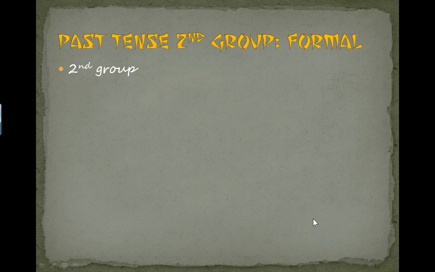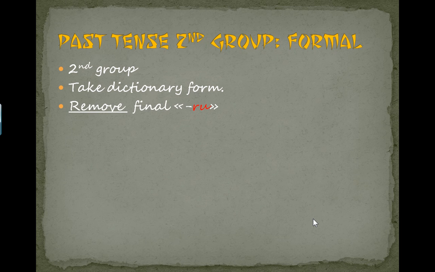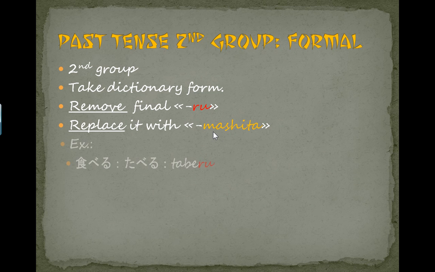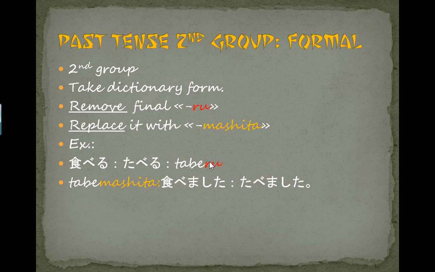Now let's talk about the past tense for the second group this time, the second verb group, once again in the formal speech. Okay, so same thing as for the first group, you take the dictionary form, and this time you remove the final ru and you replace it with mashita. Now pay attention, because for the second group you replace it with mashita, and for the first group it was imashita. So let's look at an example. Okay, taberu, which means to eat. So you remove the final ru and you replace it with mashita. So it becomes tabemashita. So this means ate, and this one means eat.